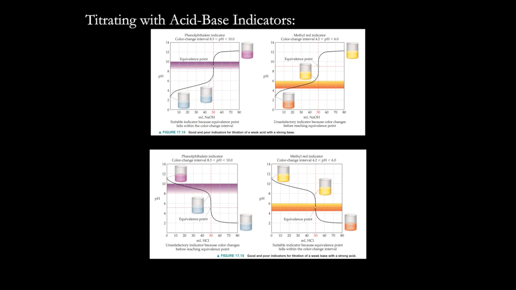In contrast, methyl red would be a great indicator for this one because it turns that yellow color between 4.2 and 6 for pH. So you can add your acid to your base, and then once you've hit your equivalence point, you'll actually see that color change. Now, to reference back to terms that we talked about in the beginning of this lecture, the equivalence point is not when it turns that yellow or that purple. Instead, that's the end point.